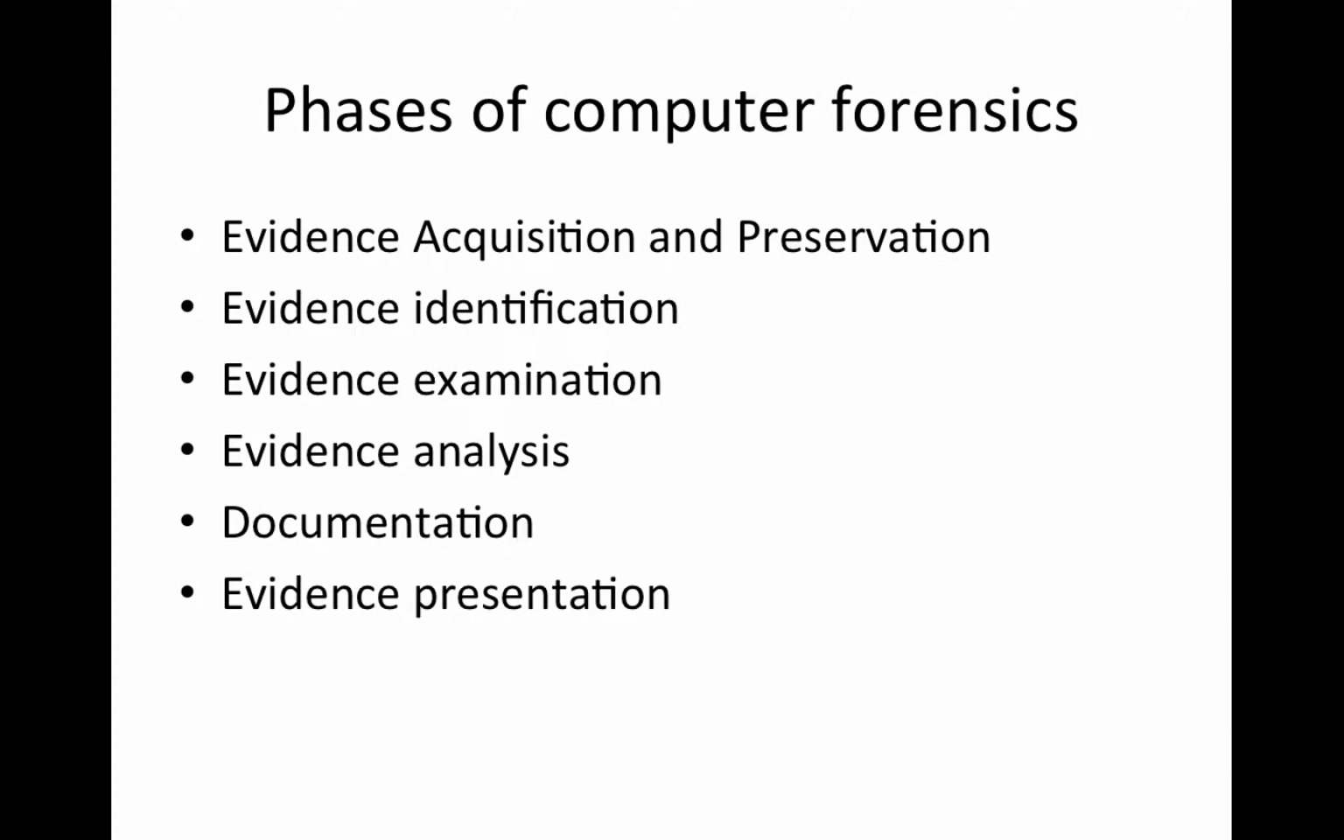Next, these are the phases of computer forensics. There are six basic phases. The first is acquisition and preservation. In this phase, forensic investigators copy all the original data and make duplicate copies to do the investigation on the duplicates. Then comes identification. Once they start working on the duplicate copies, they have to find which data they can use as evidence.